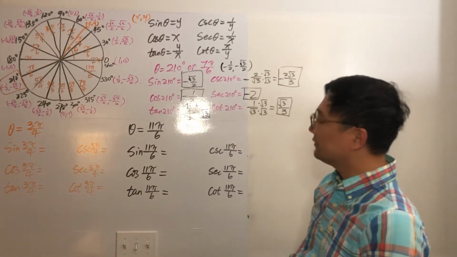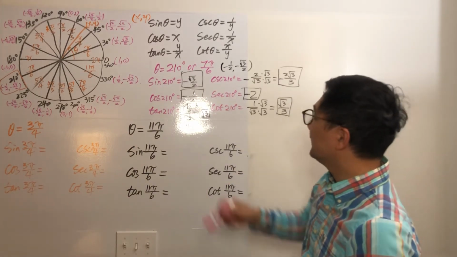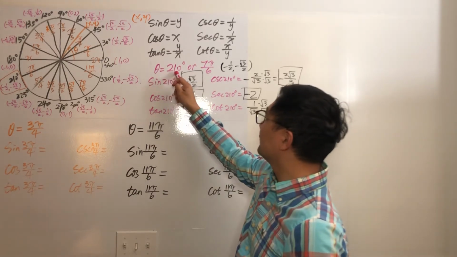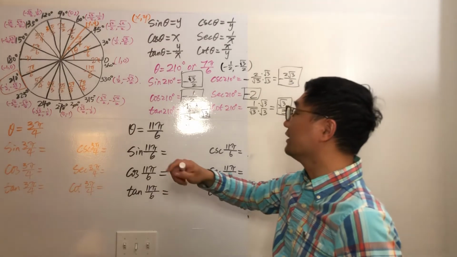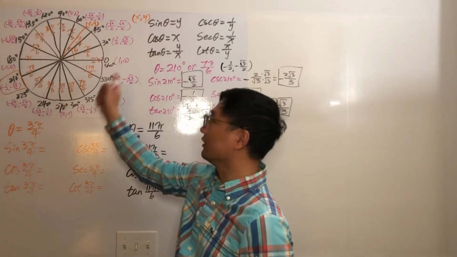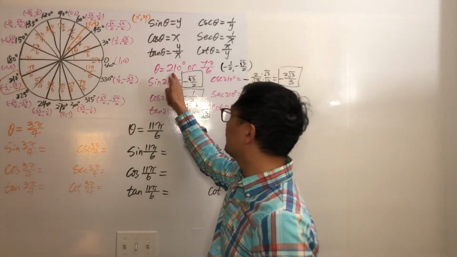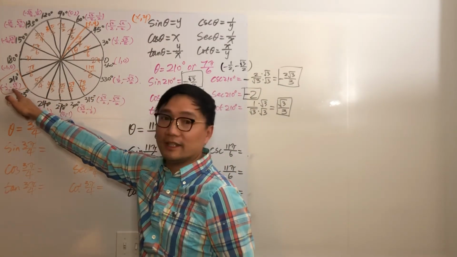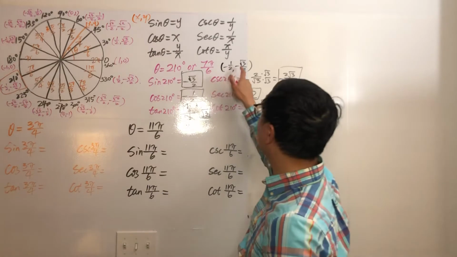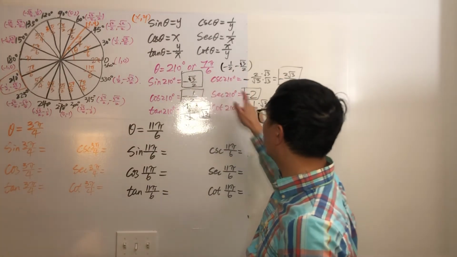Now, if theta is 210 degrees, I want to repeat again. First, you have to find the coordinates on the unit circle. If theta is 210, then 210 is here. Find out the coordinates, and then based on the coordinates, find out the 6 trig function values.